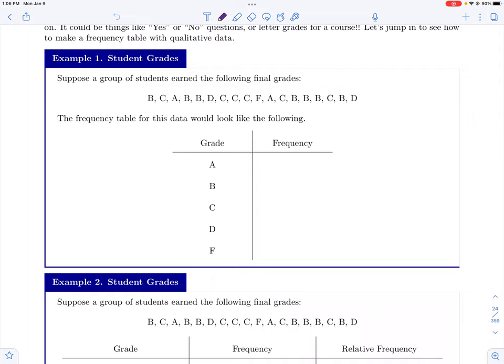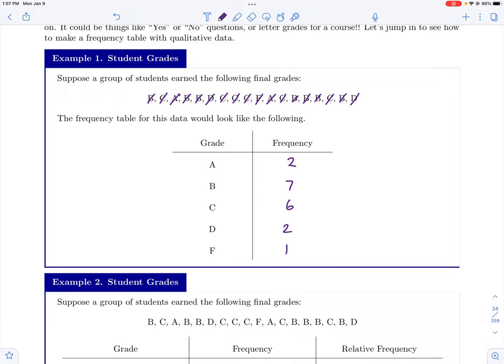As I go through, I'm going to strike them off to make sure I don't miscount any. It looks like I've got two A's total. So beside our A under frequency, we're going to put 2. Then for B's, I've got 1, 2, 3, 4, 5, 6, 7. So I've got 7 for our B's. For our C's, we've got 1, 2, 3, 4, 5, 6. So we've got 6 total. D's, we've got 1, 2, it looks like. And then finally, it looks like we have 1 F.